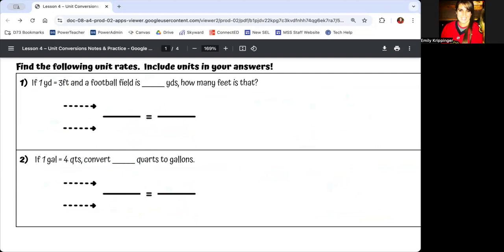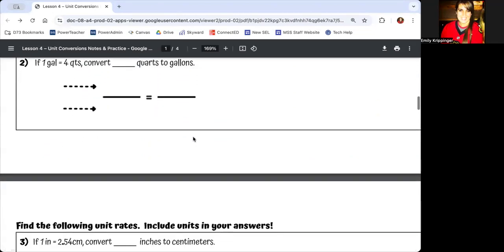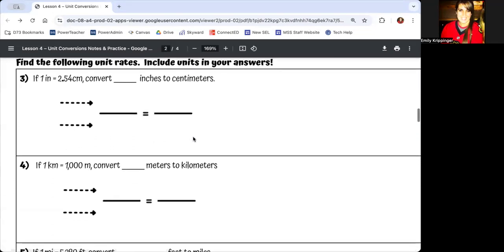And looking at number 3. If 1 inch is equal to 2.54 centimeters, convert 40 inches to centimeters. So that initial ratio that's given to us is right here. 1 inch is equal to 2.54 centimeters. So we're comparing inches and centimeters.